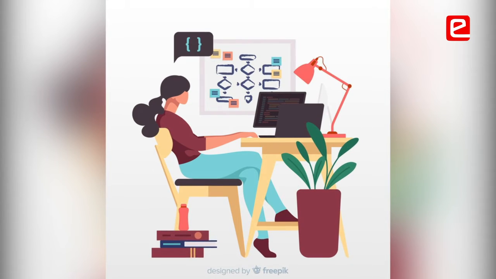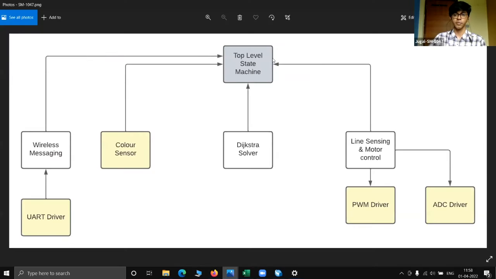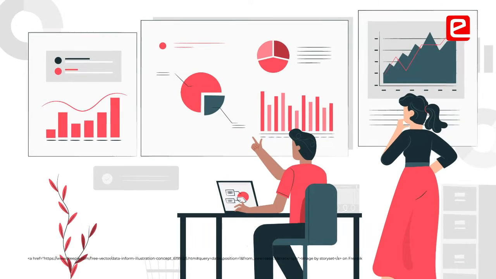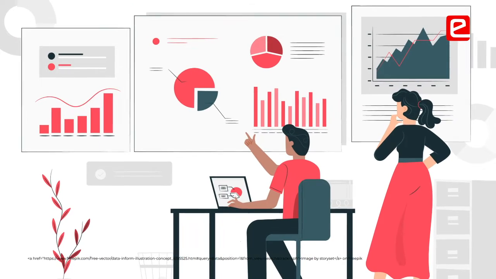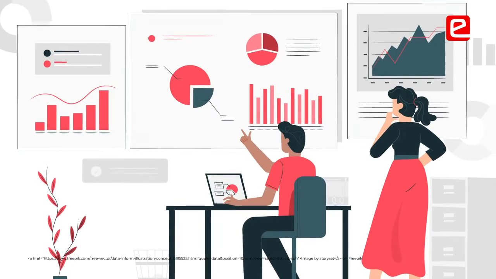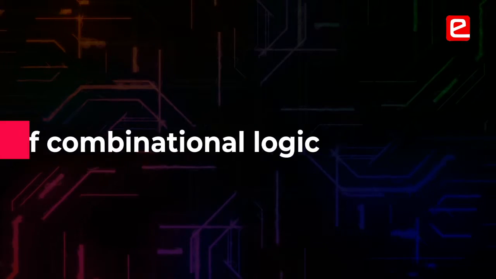The interface was very simple, sometimes as simple as just one flag. For example, as soon as the Dijkstra solver is done processing, it just raises a flag saying I'm ready now, and you can fetch the latest path. And that's how the top level state machine knew that the data is ready. The path was also available to the top level state machine, as it instantiated the Dijkstra solver.